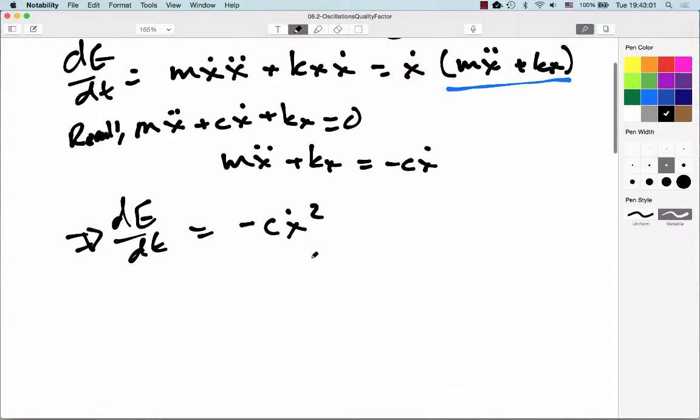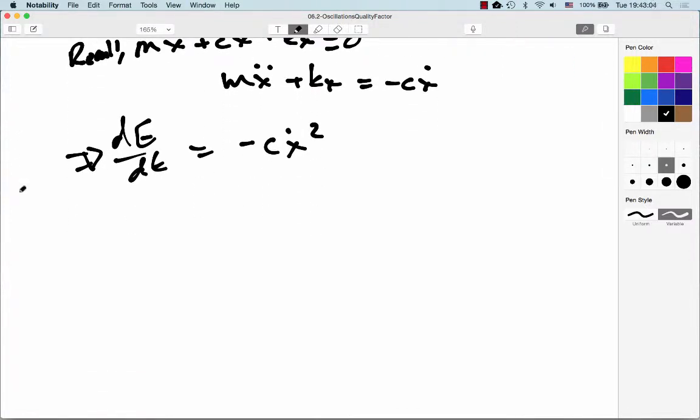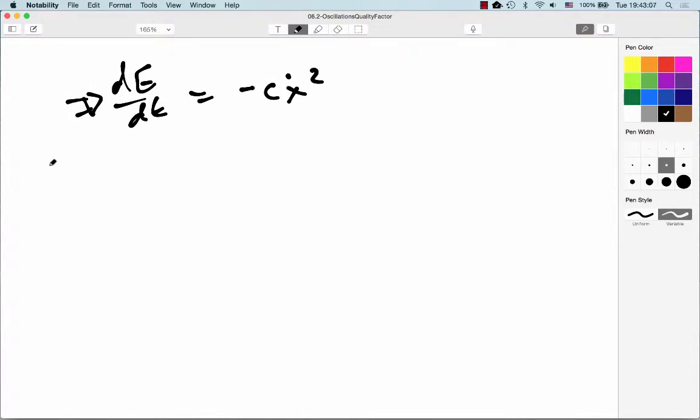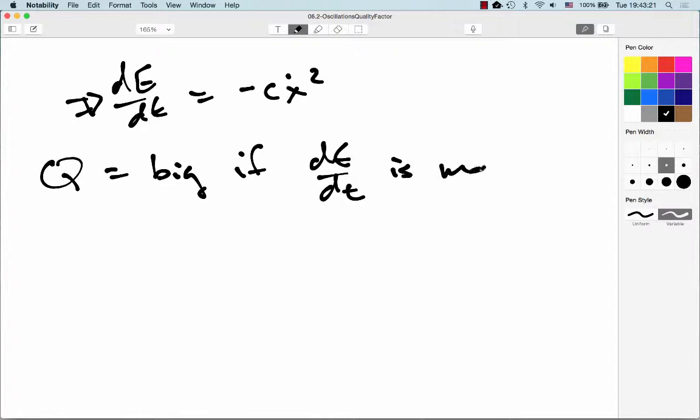Okay, so now we're going to work at least towards an intuitive definition of the quality factor, and then we'll do a little better job of it later. So the quality factor is just cleverly named Q, and we want it to be big if dE/dt is small and vice versa. So in other words, the system will be said to be of high quality if it does a pretty good job of holding on to its energy. It will be of low quality if it doesn't.